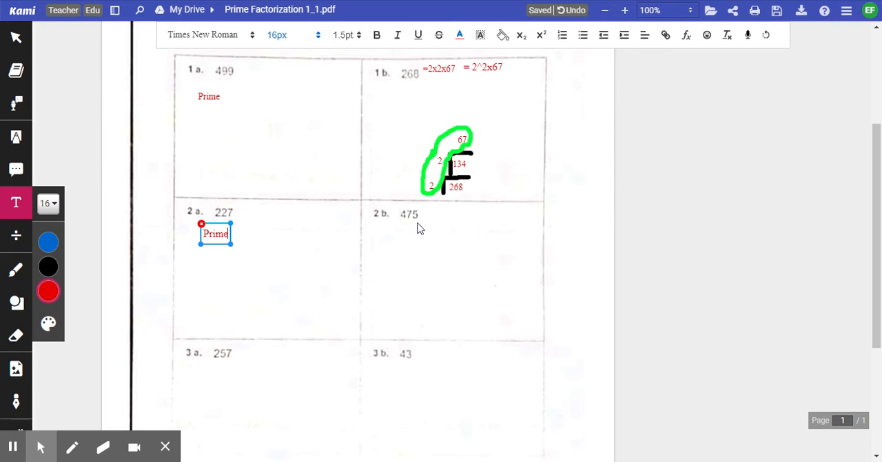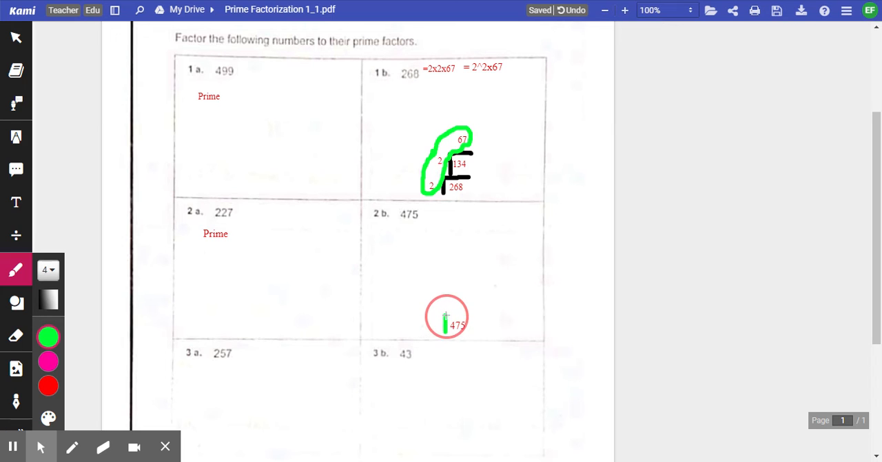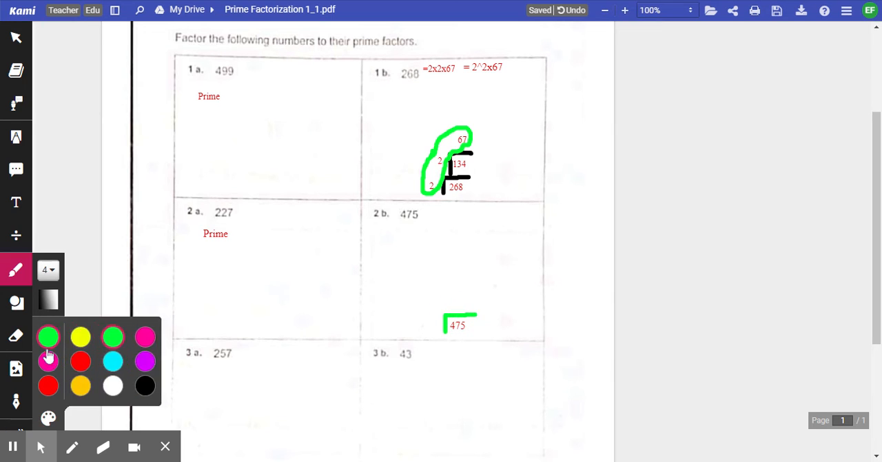475. Now we should know something about numbers that end in a 5 or a 0, and that is that they are divisible by 5. So if 475 is divisible by 5, it's not only divisible by 1 and itself. So that means we're going to start this process. We need to type 475 at the bottom of our box, draw a bracket, oh, I made my bracket green on accident.